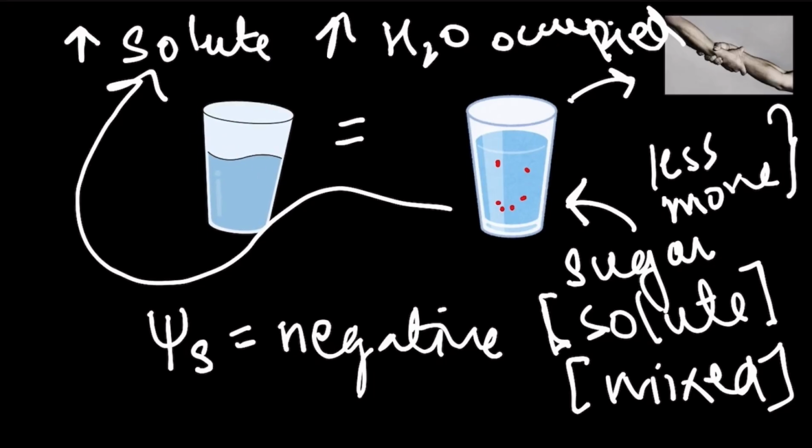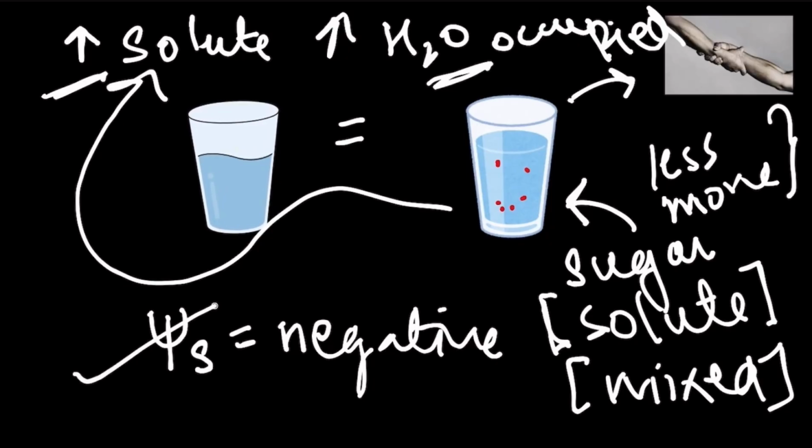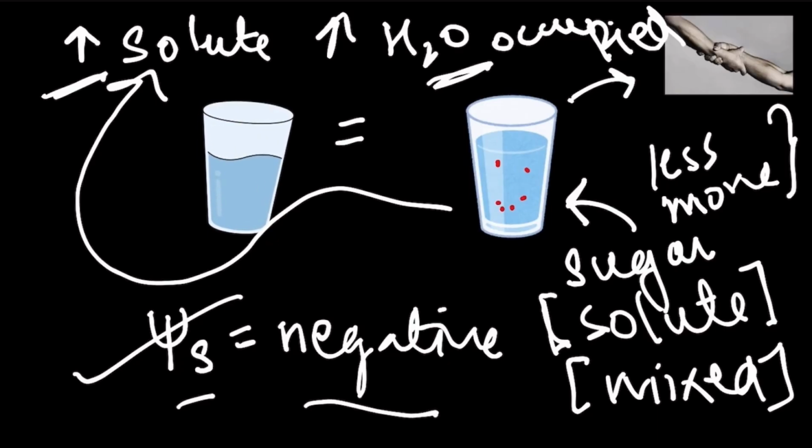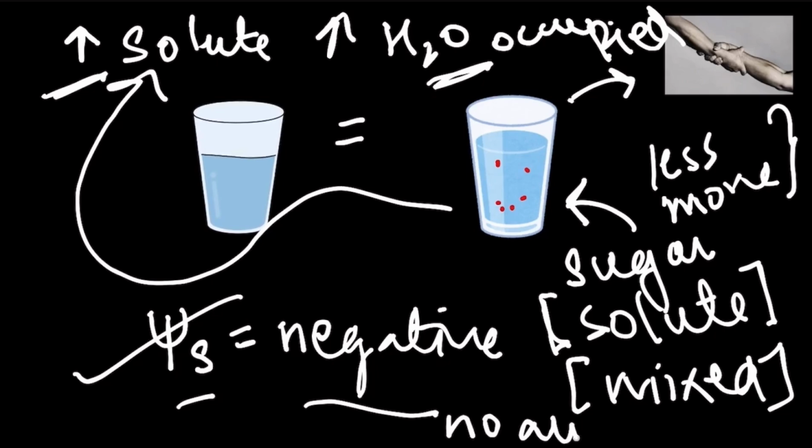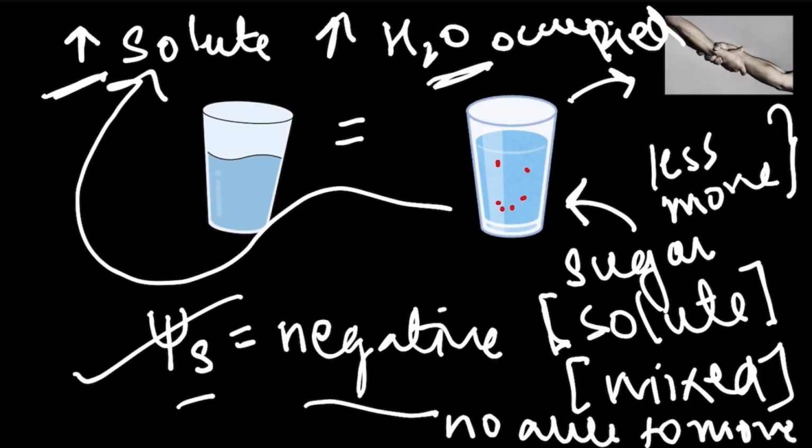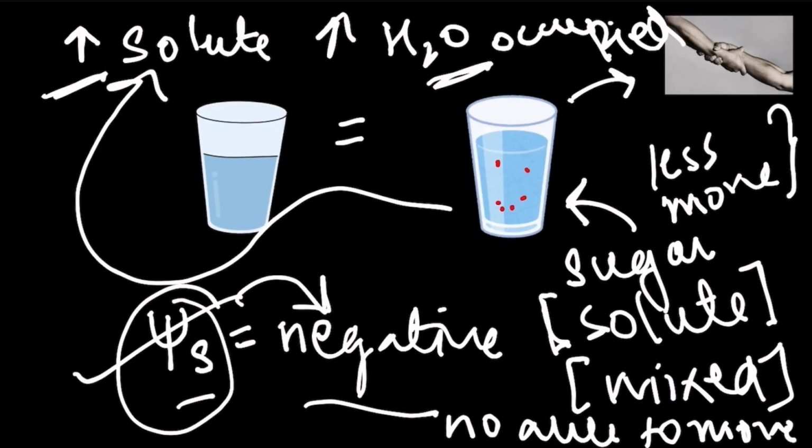So always remember this, it is quite important. When there is high solute mixed in the water, that means a high number of H2O molecules are occupied. That means the solute potential will be negative. Why am I saying it's negative? Because water is not able to move as freely as it wants to. That is the reason the solute potential is always negative. It makes the water move less.